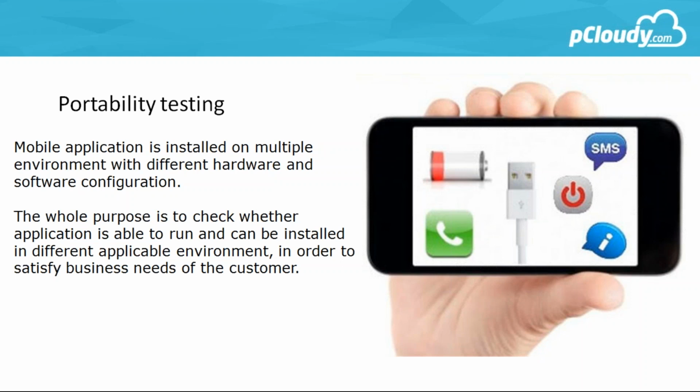Even if you take, for example, a Samsung phone, there are a lot of variations, let's say S6, S7, S7H, S8, S8H. All these different variations have different kinds of RAM, different hard disk space, different processors. So we have to make sure that our mobile application is indeed portable on all these variations.